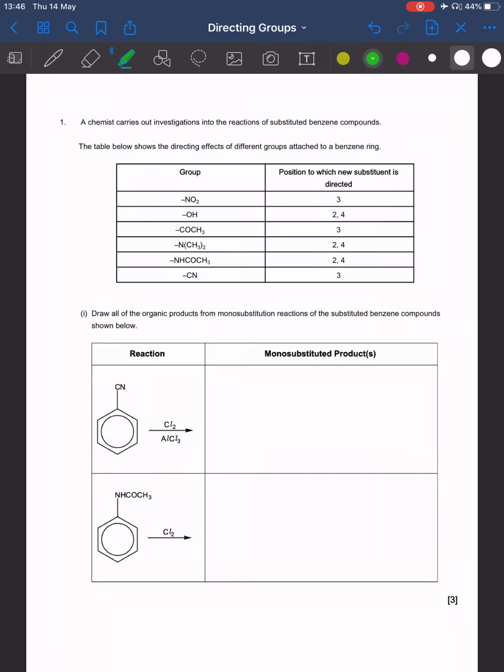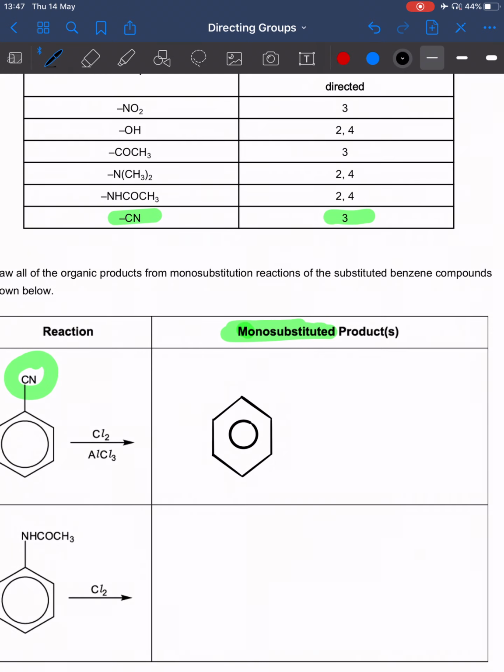So we're being asked about the mono substitution. So first and foremost, we're looking at the CN. CN is 3 directing. So let's put our benzene ring in. CN, we know it's 3 directing, so let's count around. 1, 2, 3, 4, 5, 6.